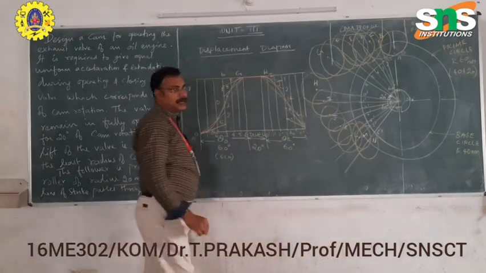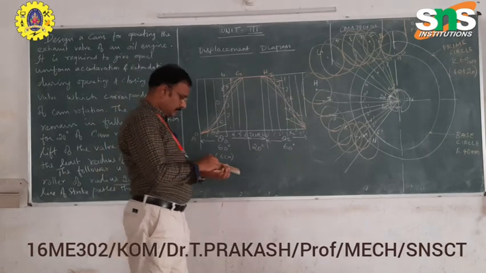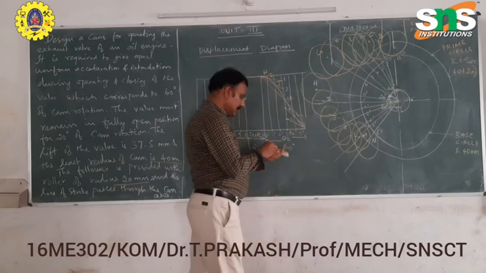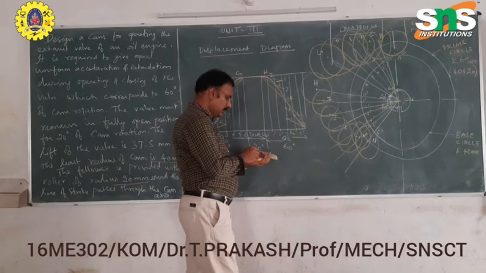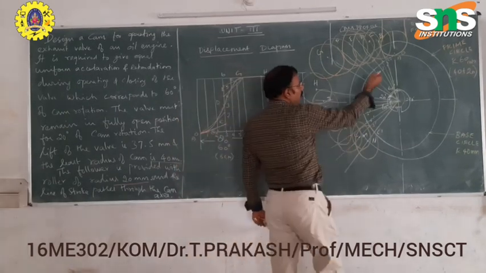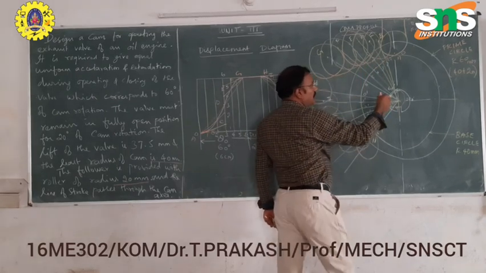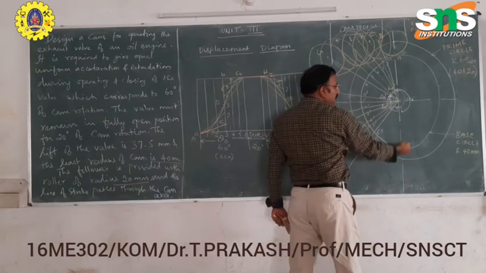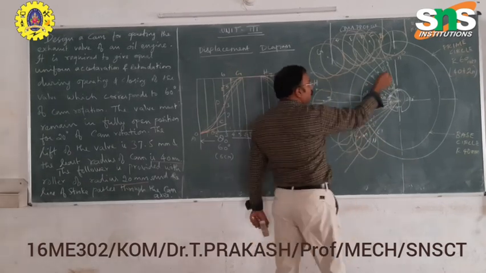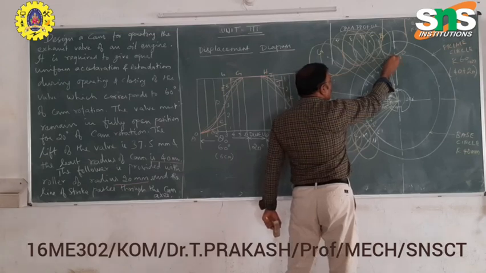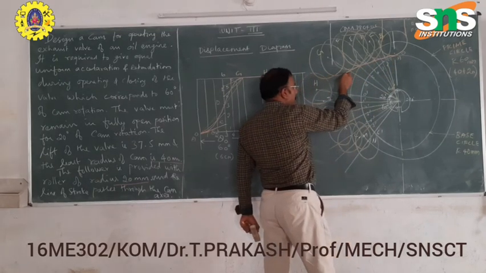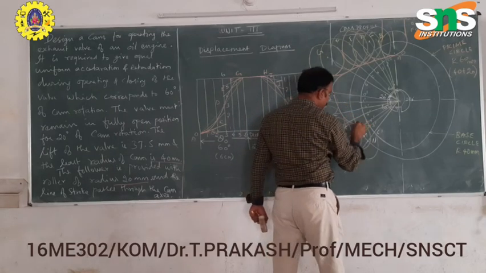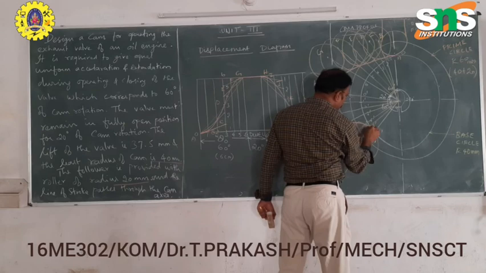In this way you have to mark all the points with the roller circle. Mark the roller of constant radius at all the points to get the exact circle. Then you have to connect the base of all the rollers with the base circle to form the cam profile. You start with A point, and join all the bases of the rollers to form the cam profile.